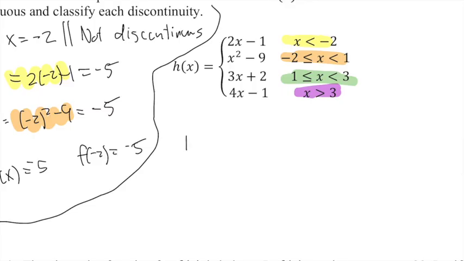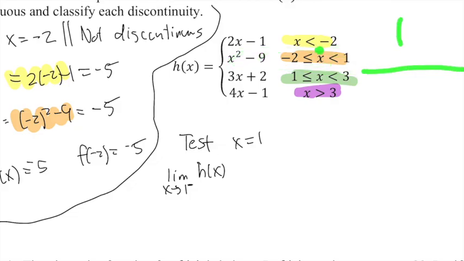Let's test 1 now. So let's do our left-hand limit at 1. And again, if we're left of 1, we're still using this orange equation, because 1 on the number line, if we're coming from the left, we're less than 1, so we're using this x squared minus 9 again. So plug in 1, so it's going to be 1 squared minus 9, so that's going to be -8.